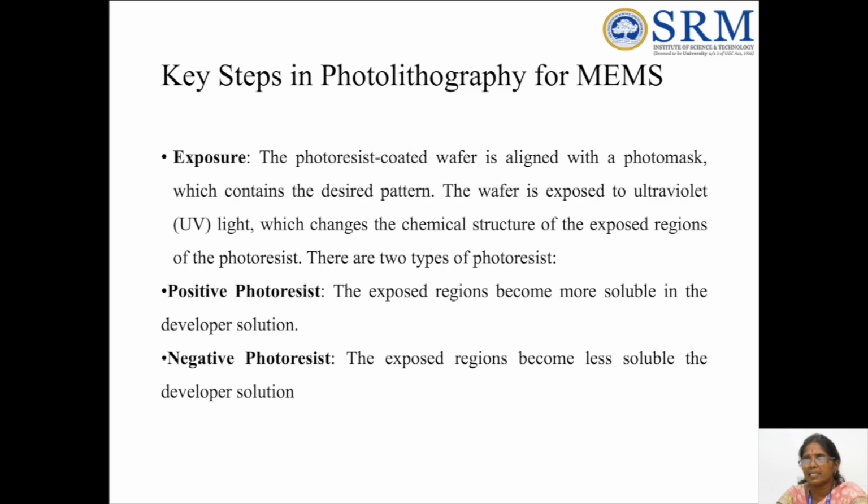Next one is exposure. The photoresist-coated wafer is aligned with a photomask which contains the desired pattern. The wafer is exposed to ultraviolet light, which changes the chemical structure of the exposed region of the photoresist. Photoresists are of two types: positive photoresist and negative photoresist. With a positive photoresist, the exposed region becomes more soluble in the developer solution. With a negative photoresist, the exposed region becomes less soluble in the developer solution.